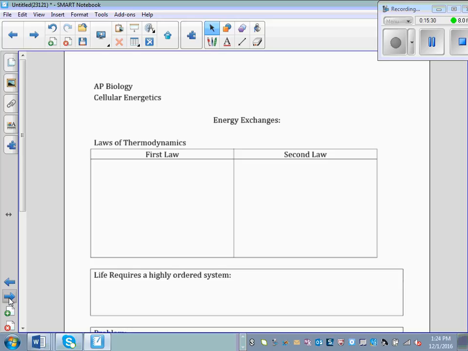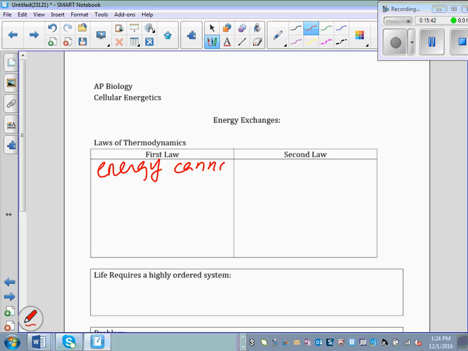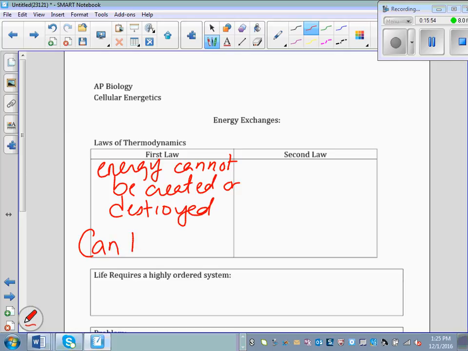Okay, so the laws of thermodynamics. What is the first law of thermodynamics? Energy cannot be created or destroyed. Energy can be transformed. What's the way that energy is transformed? Okay, potential to kinetic. Chemical to electrical.